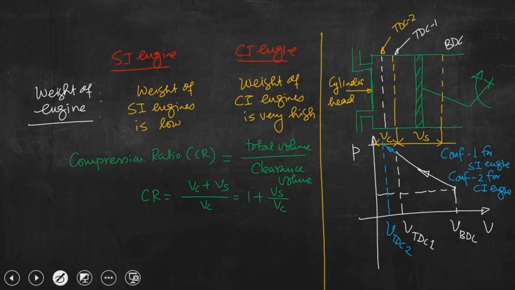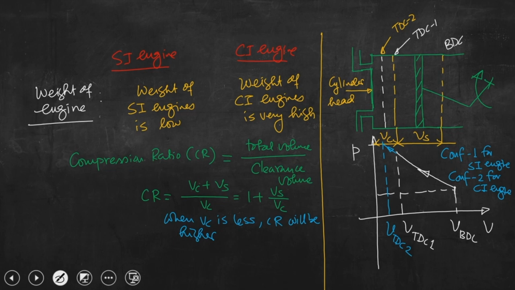what we can see? So, that means Vc is less for configuration 2. When Vc is less, CR will be higher, right. So, higher compression ratio. So, to have higher compression ratio we need to reduce Vc, and that is the configuration 2, that is for the CI engine. So, for the CI engine what we can see, maybe we are compressing to the extent. So, we are trying to compress the fresh air up to VTDC2 and increase in pressure.